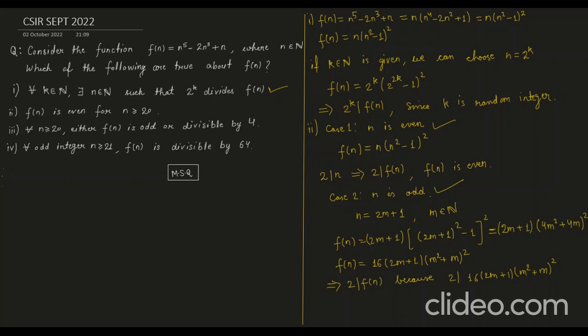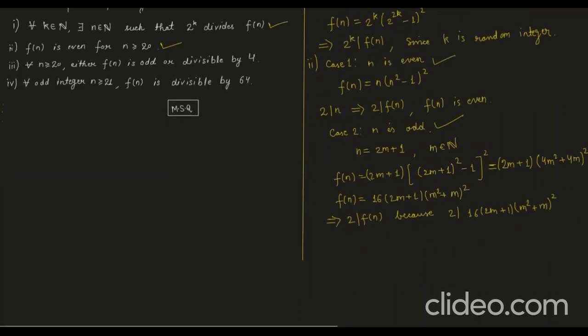In both cases we got fn is also even, hence fn is even for all n greater than or equal to 20. This is also correct because fn is even for every natural number, so it should be even for every natural number greater than or equal to 20 also, right? So the second option is also correct.